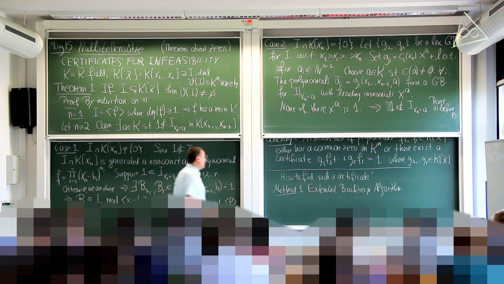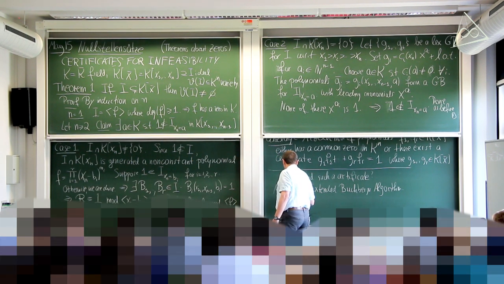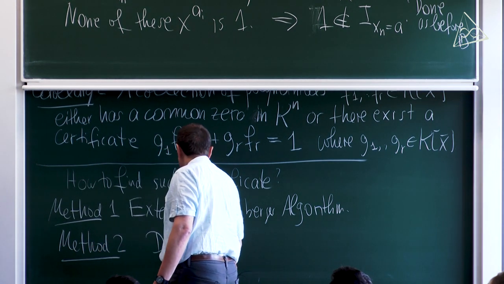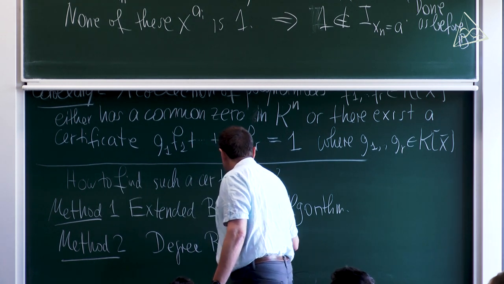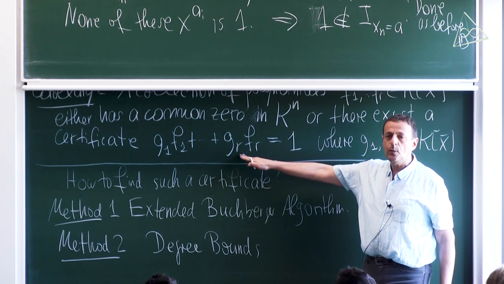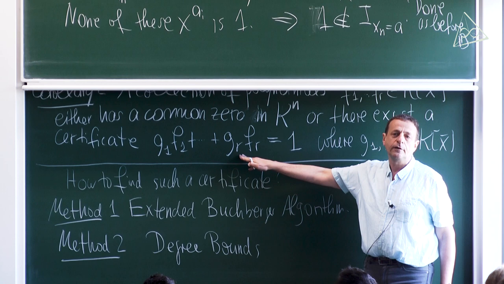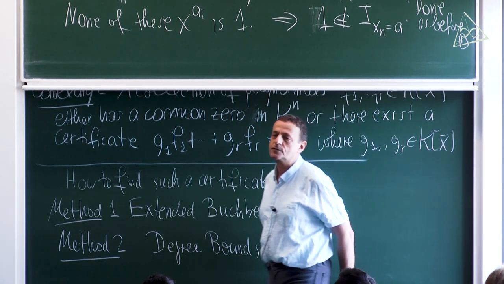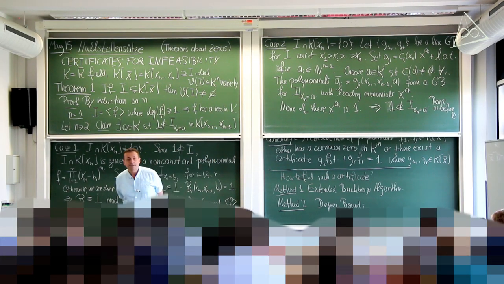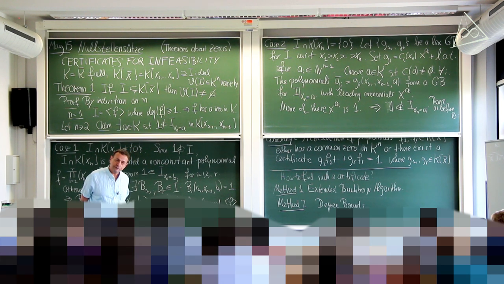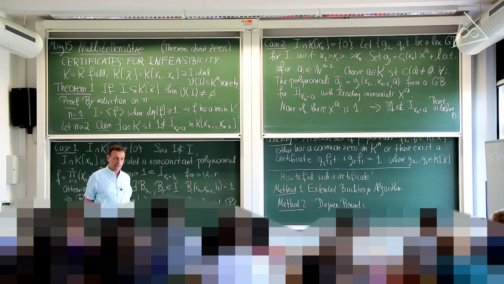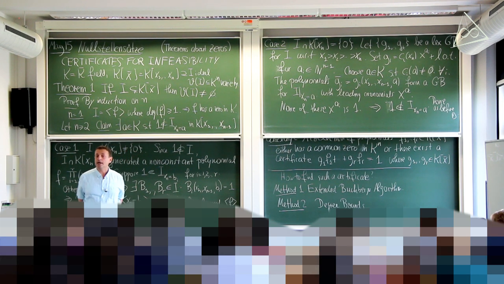So a second method, which will also be very useful later when we talk about real numbers, method two, is you guess degree bounds. Suppose somebody promises you that the multipliers G1 up to GR have at most a certain degree, or that these products have at most certain degrees. So let's say the given input equations have degree 2 and 3, and somebody promises you that for this certificate on the left-hand side, you only have to use terms of degree at most 10. Okay, so let's say somebody promises this to you, and you believe that person.